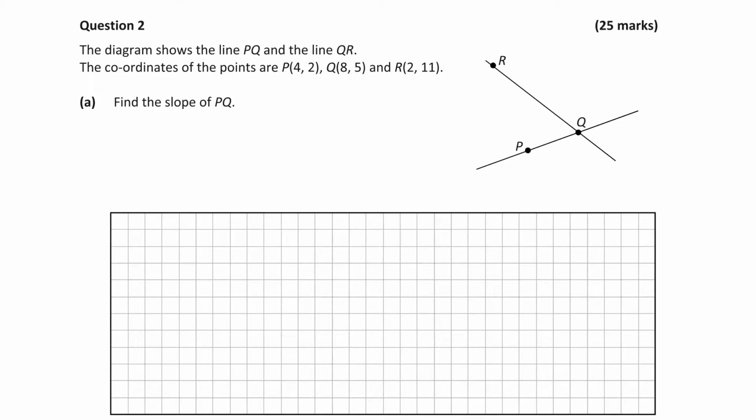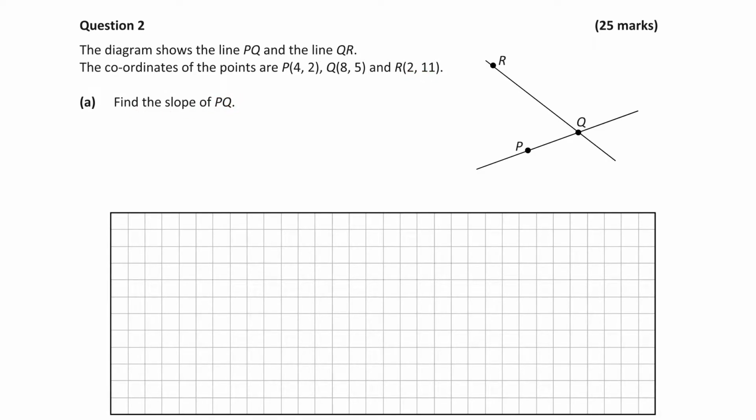Okay, so this is the Leaving Cert Ordinary Level 2019, Paper 2, Question 2. It says the diagram shows line PQ and line QR. The coordinates of the point P are 4, 2, Q are 8, 5, and R is 2, 11. Find the slope of PQ.